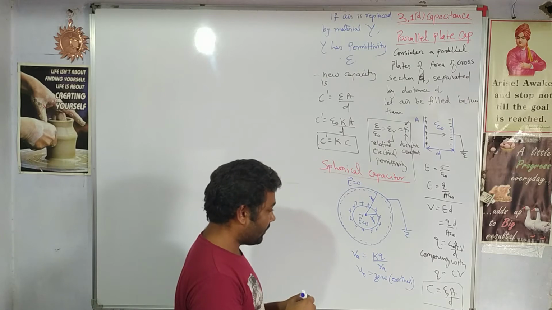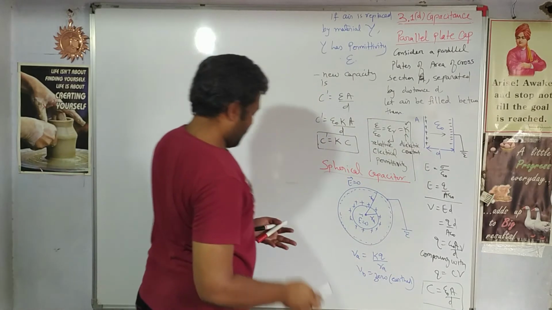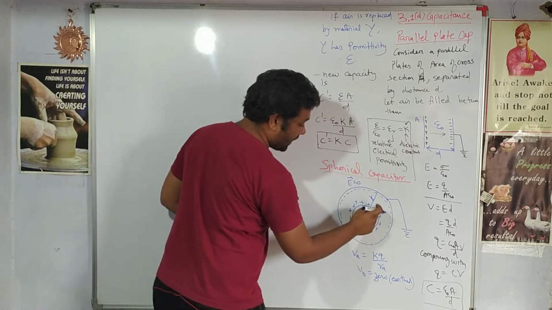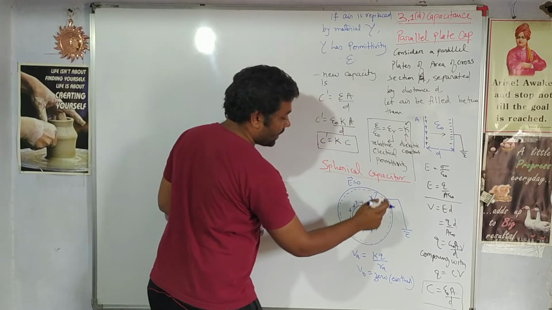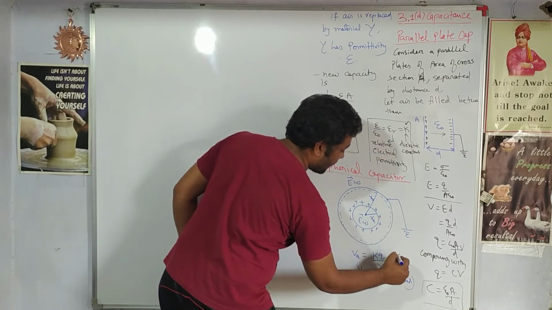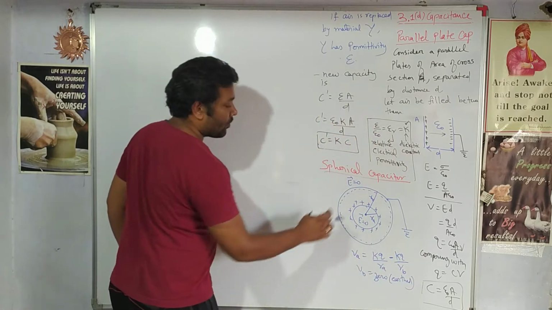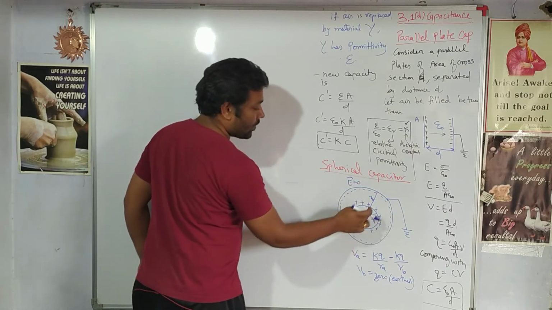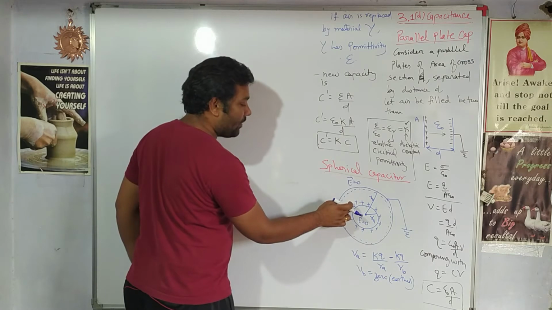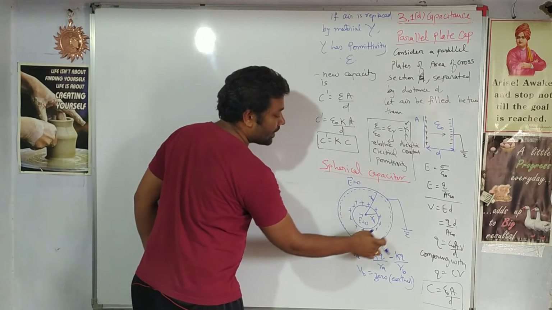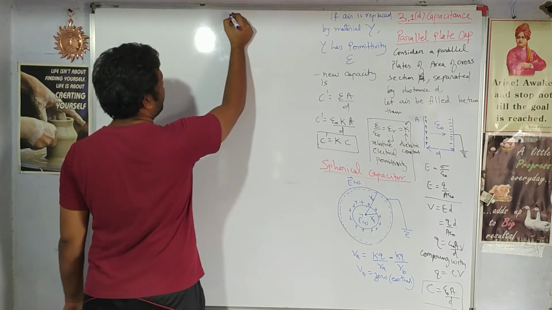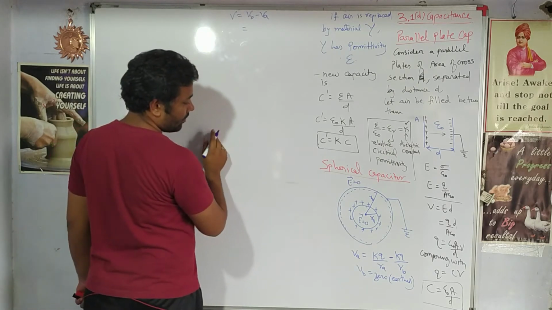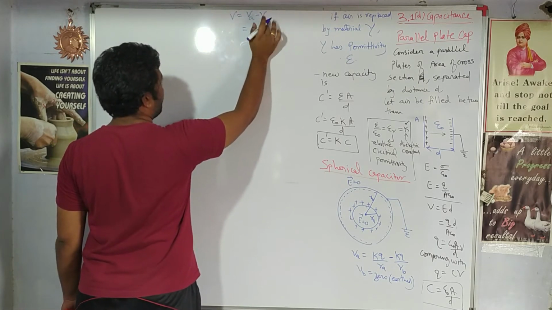Now, finding out the potential difference. The potential of A will be KQ by RA, right? This is only due to the positive charge, and it will be decreased by this negative charge, so KQ by RB. Whatever is the positive charge, an equal amount of negative charge is induced here. So the potential on A will be due to the charge on itself and the potential due to these negative charges. The potential difference between them will be VA minus VB.